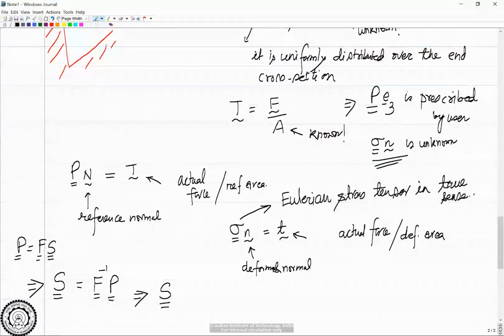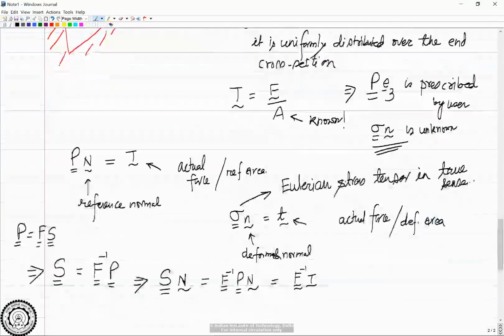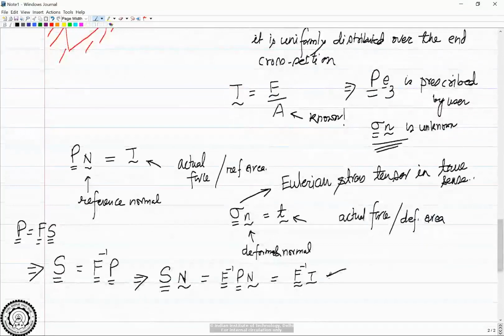Okay, but let us see what you get when you do big S into big N. So big S is this thing, so big S into big N is big F inverse into big P into big N, right? Which is big F inverse into big T. Now this is obviously not the true force per unit reference area.